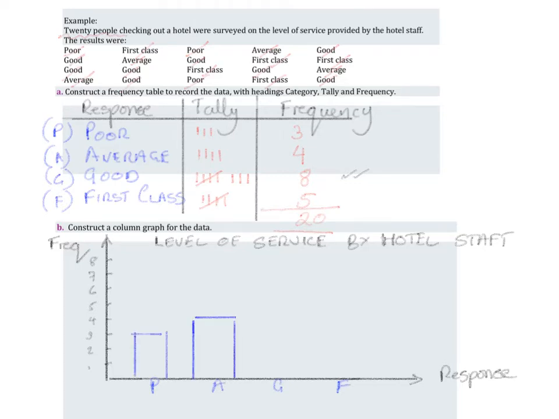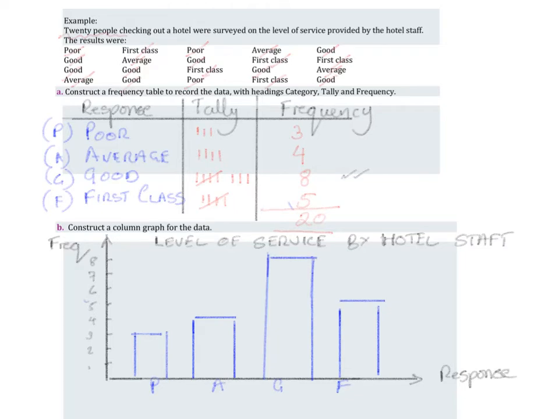My next step now is to draw in the columns. So poor had 3 responses. So I draw my column around the P and I go up to a frequency of 3. Average had 4. Now I do that one up to 4, and I'm trying to keep the columns the same width as best as I can. The next one is good. And the last one is first class, which goes to 5.